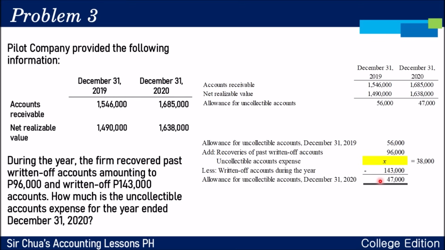Since your allowance ending is 47,000, you add back 143,000 and then you deduct 96,000 and you deduct 56,000. You will get the central part of the equation, which is the uncollectible accounts expense of 38,000. Okay, so that's actually a problem-solving technique that you can apply for problems relating to accounts receivable and allowance for uncollectible accounts. Okay, I hope you understand that.